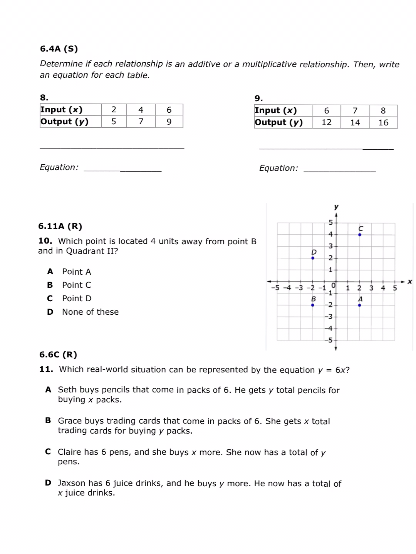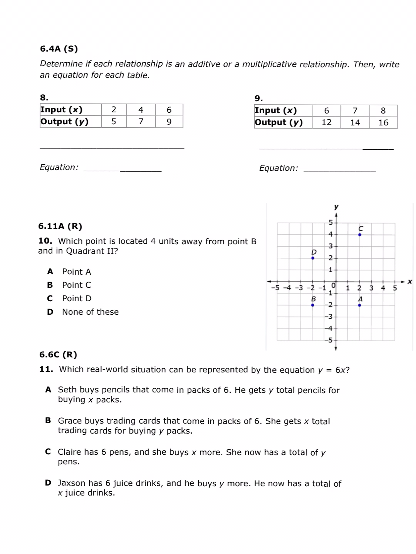Number 11. Which real-world situation can be represented by the equation y equals 6x? A. Seth buys pencils that come in packs of 6. He gets Y total pencils for buying X packs. B. Grace buys trading cards that come in packs of 6. She gets X total trading cards for buying Y packs.